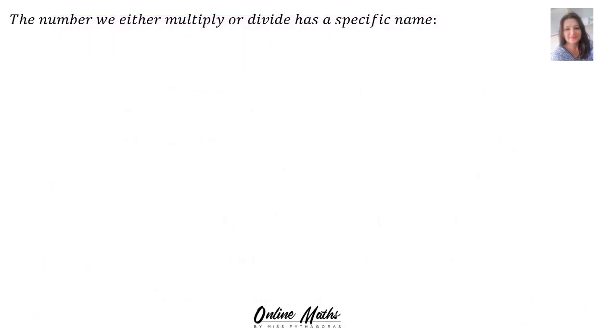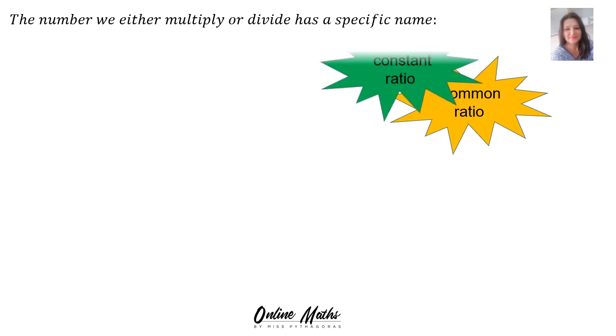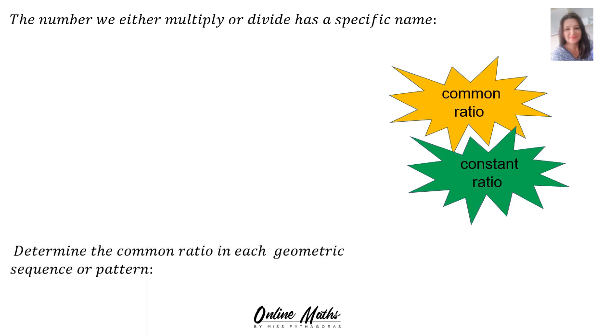The number we either multiply or divide has a specific name, and we call it the common ratio or the constant ratio. Here in grade 8, we will rather refer to it as the constant ratio, but later in grade 12, they call it the common ratio, but it's the same thing.